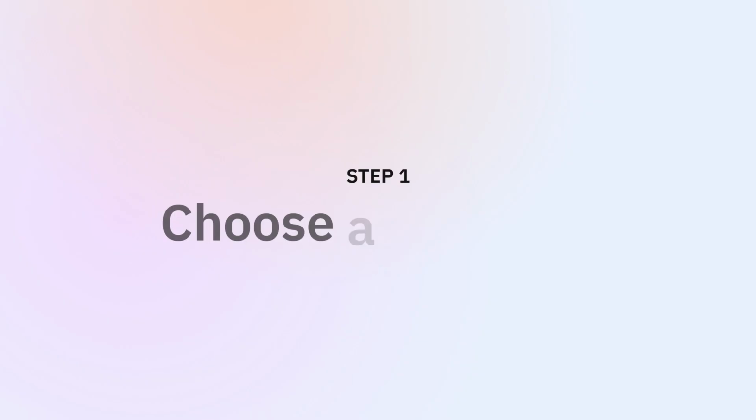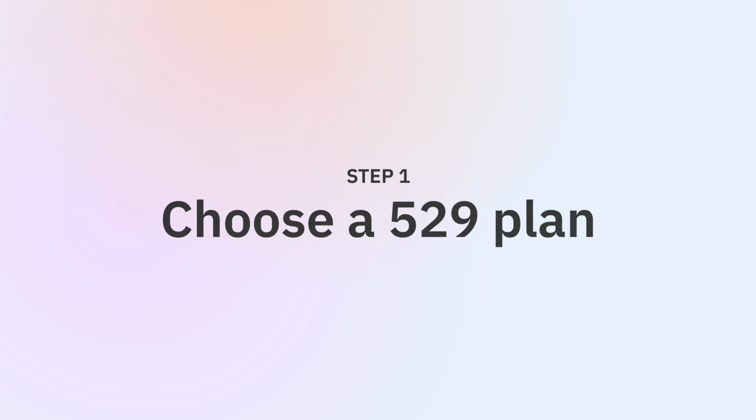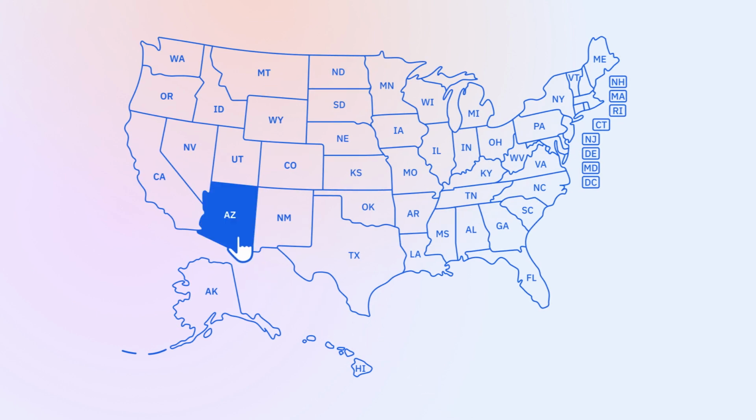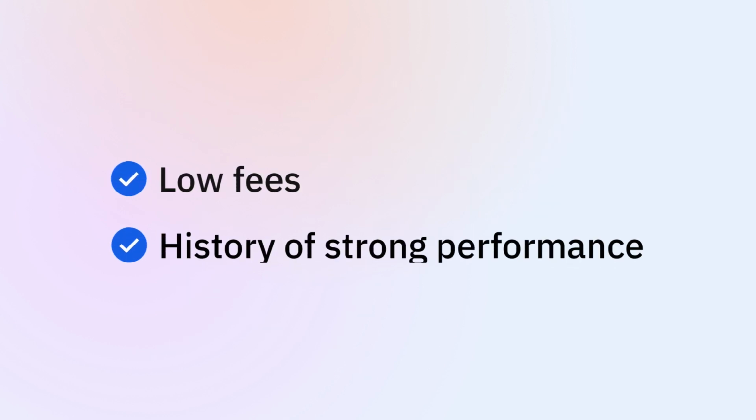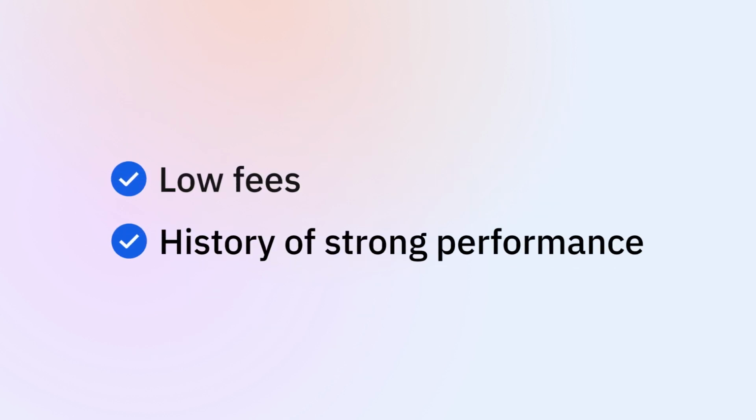Step 1. Choose a 529 plan. Start by exploring plans in your state. Over 30 states offer tax benefits for contributions. Look for plans with low fees and a history of strong performance to maximize returns.